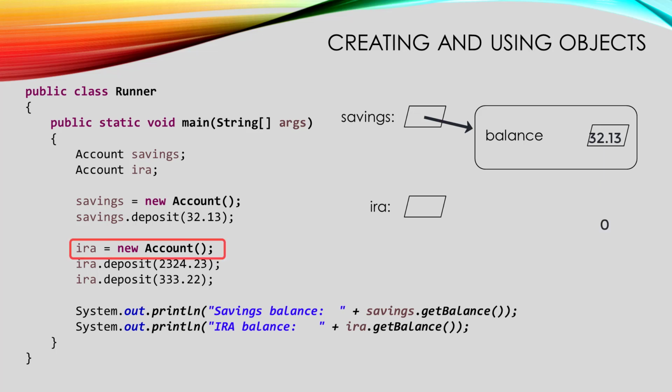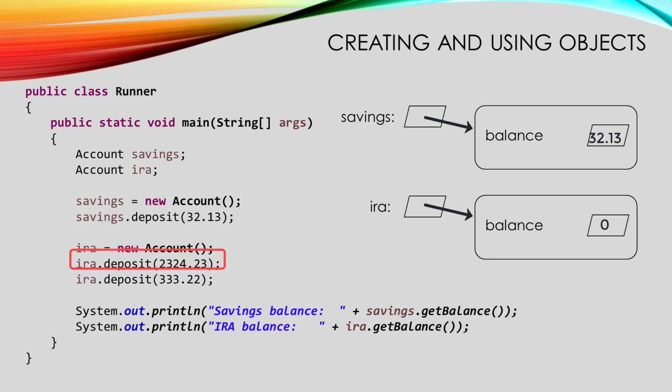Then we create a space for IRA using the new statement. Notice that each variable, savings and IRA, points to its own copy of all of the instance variables. We call the deposit method on the IRA object, passing in 232423. Just like before, that will jump to the deposit method, cause the value to be stored in the variable named balance. However, this time, we did it on the IRA object, so the value goes into that copy of balance.